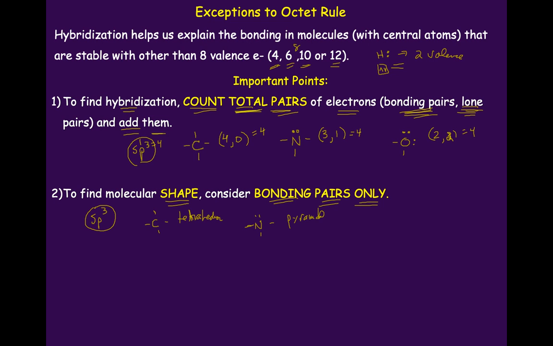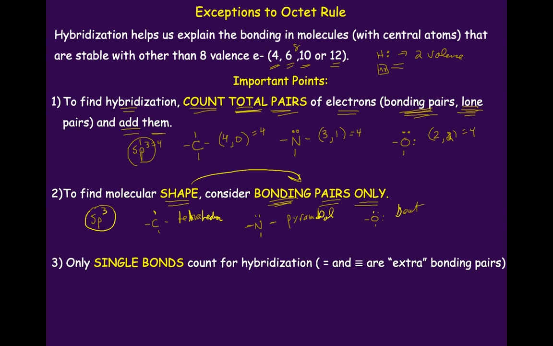Because the bonds are pyramidal, but still sp3. We can call this bent. What's actually bent? The bonds are bent. So the bonds are bent, bonds are pyramidal, it's a tetrahedron. But all of these have 4 total pairs. So the shape is from the bonding pairs only.